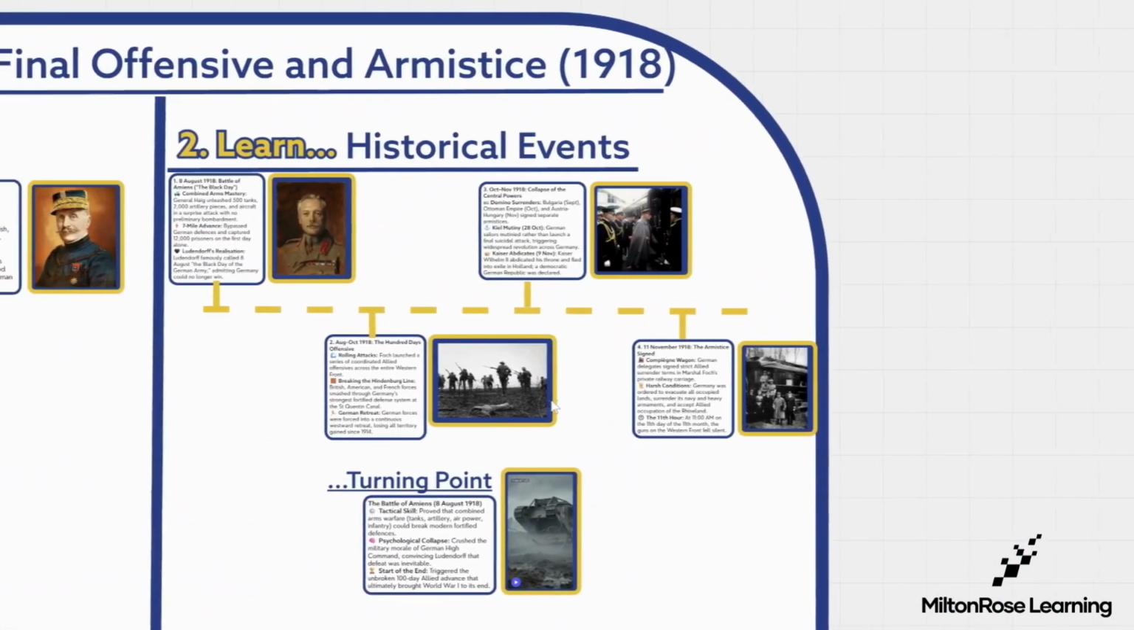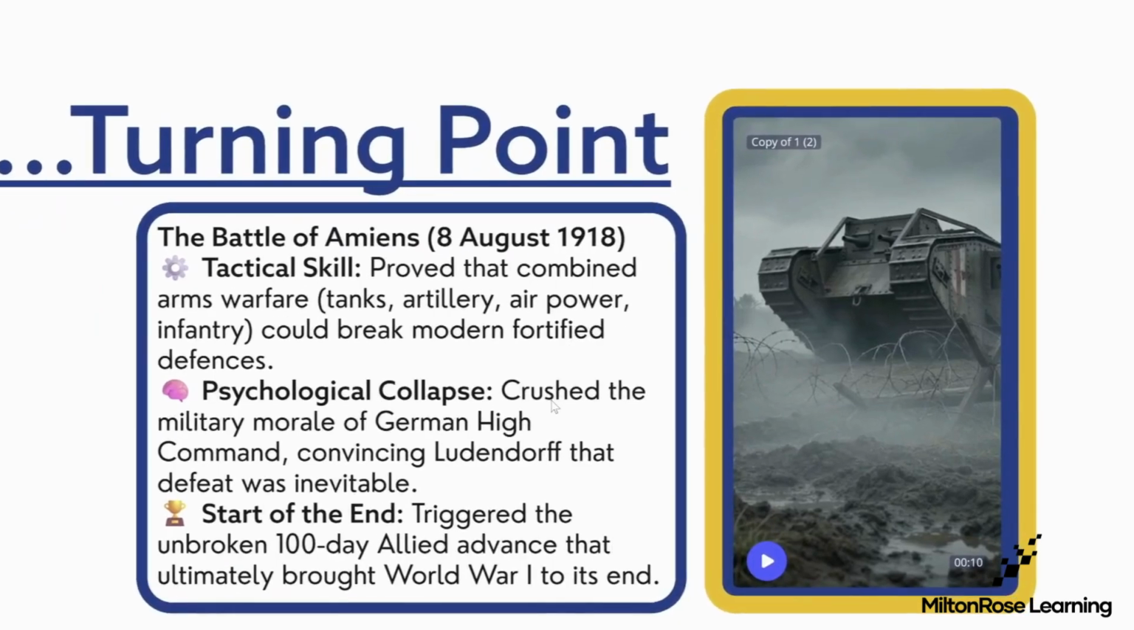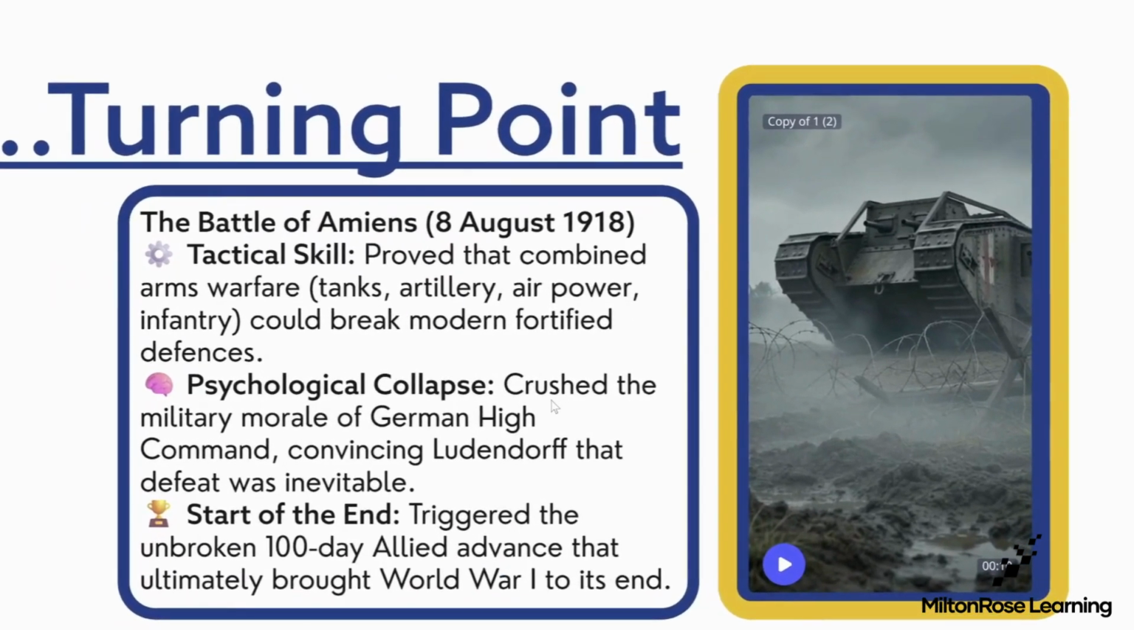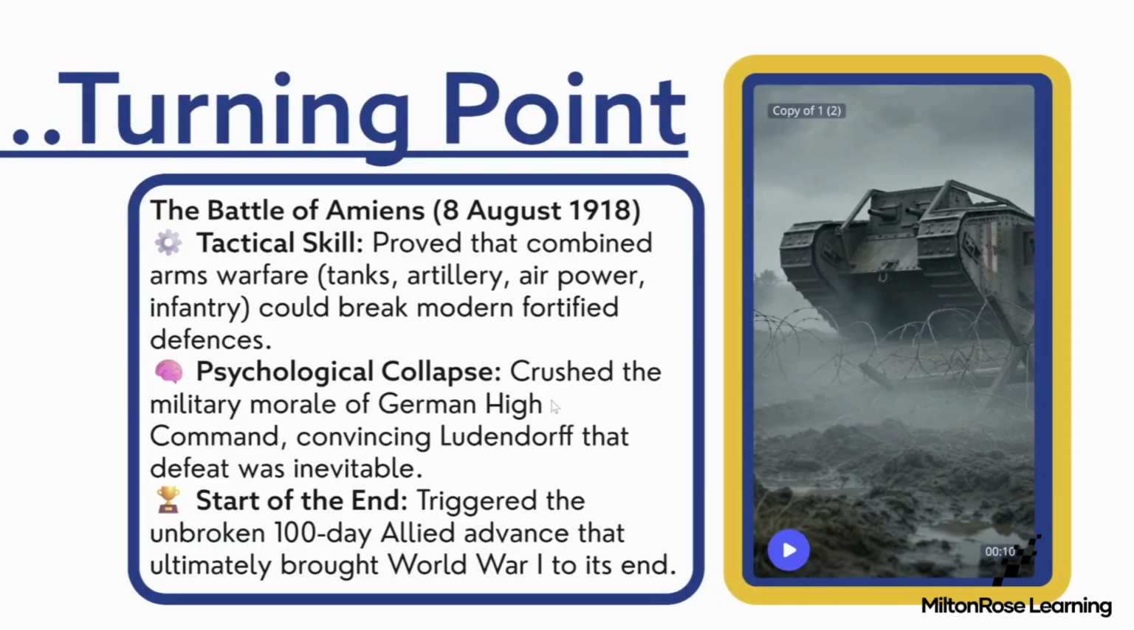So yeah, there's a lot going on in this period, isn't there? There's a lot of different events, but what was the turning point in those events that I've just recounted to you? Well, in my mind, I think the Battle of Amiens is crucial. It proved that we'd learnt from the butchery of the Battle of the Somme and Verdun and all these horrendous battles. We'd learnt combined arms, tanks, artillery, air power, infantry could break through modern fortified defences when you use them all together. They work, and we still use combined arms now. It's a core principle in modern military theory.